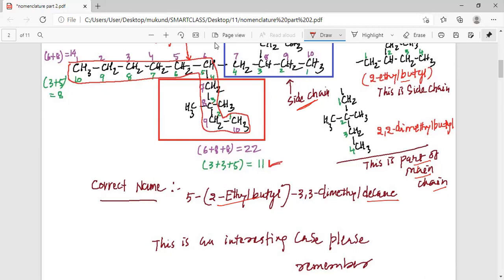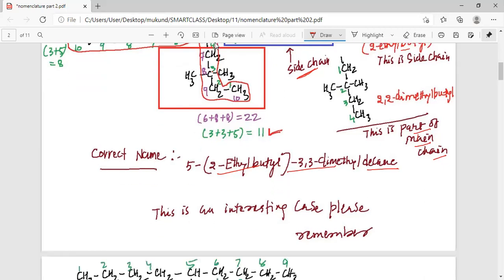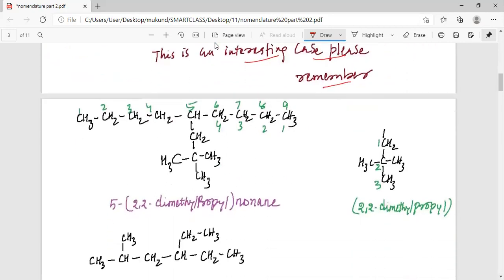So this is how, my dear students, we can have various ways to write the various names, but the correct name can be given as this, that 5-(2-ethyl butyl). Then we have 3,3-diethyl decane, and this is the interesting case. Please remember this case for a longer time.